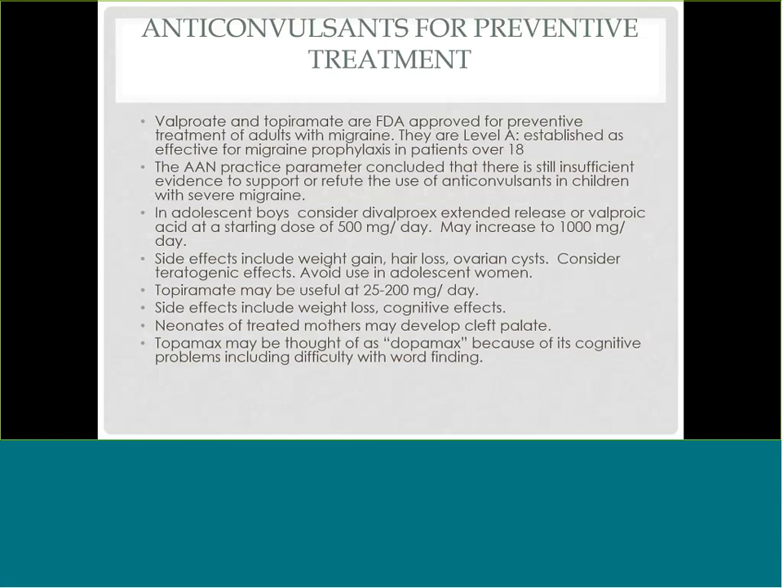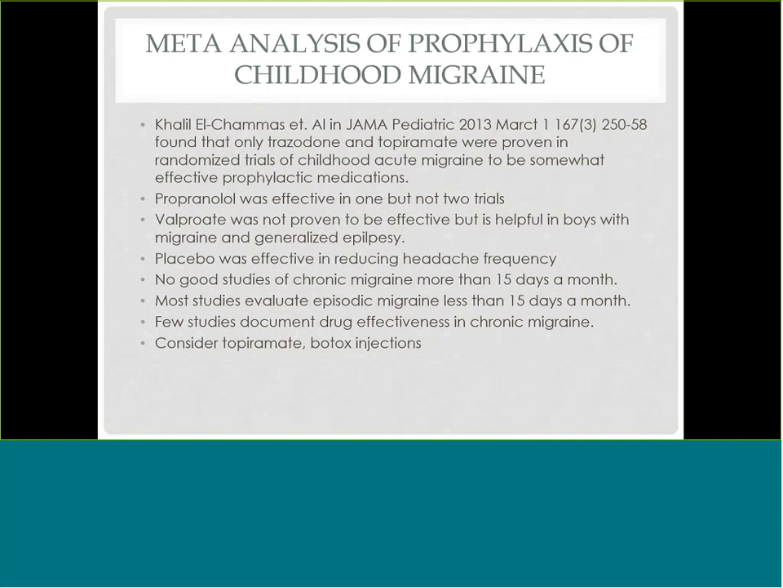It can be useful at doses between 25 and 200 milligrams, but we usually stop at about 100 milligrams. The side effects include weight loss, tingling in the extremities, and particularly cognitive effects. I tell people that they should think of Topamax as Dopamax because of its cognitive problems, including word-finding difficulty. You also have to be careful when you treat adolescent girls who might become pregnant. Treated mothers may have neonates with cleft palate.